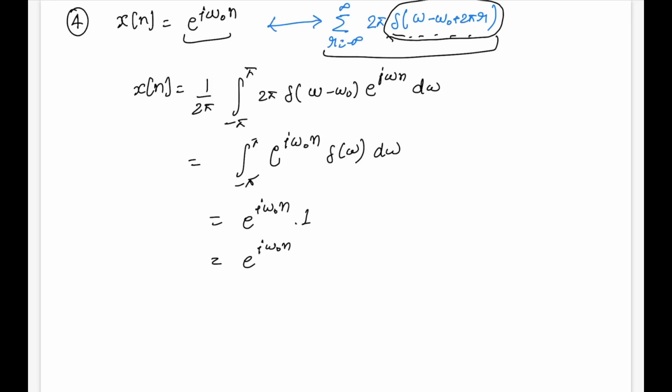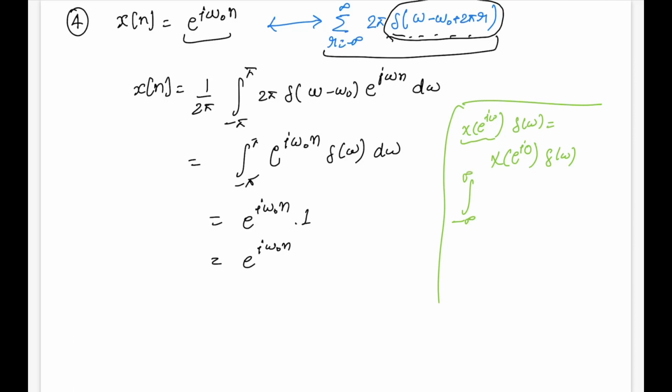Fine. So here the properties of the impulse function come in very handy, which are like X(e^{jω}) times δ(ω) equals X(e^{j0}) δ(ω). So basically this shifts to the frequency where δ(ω) is. The area of δ(ω) over the frequency domain is 1. So these two properties are coming in very handy here.